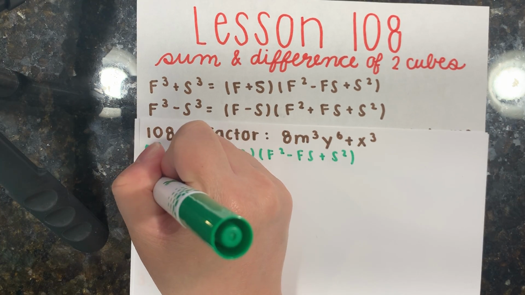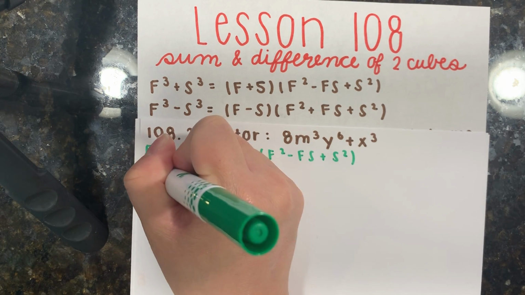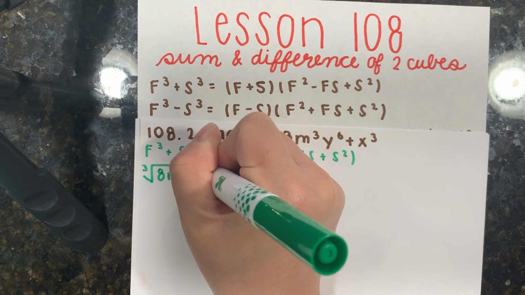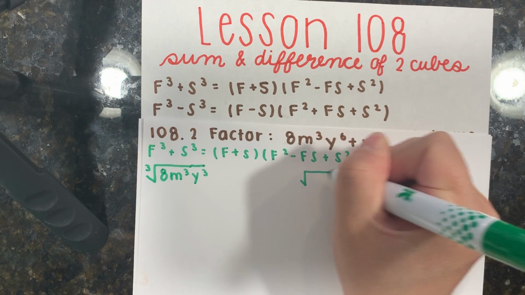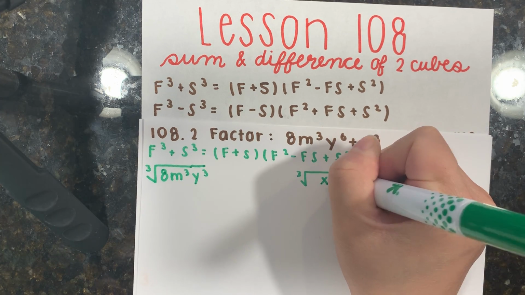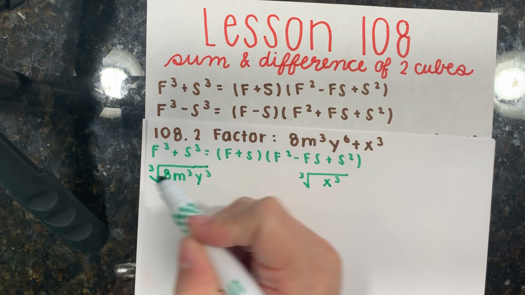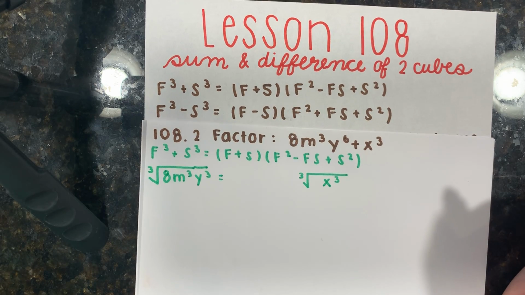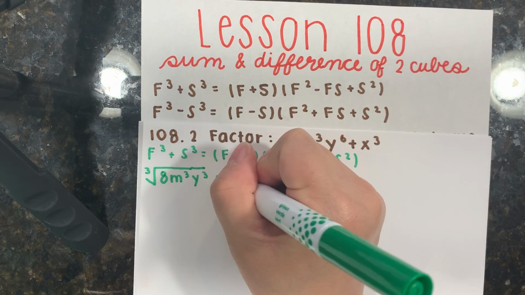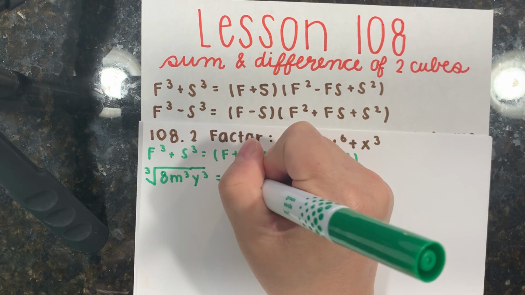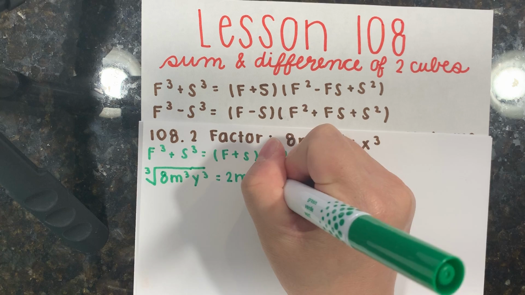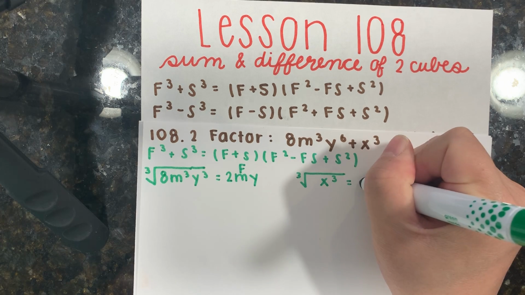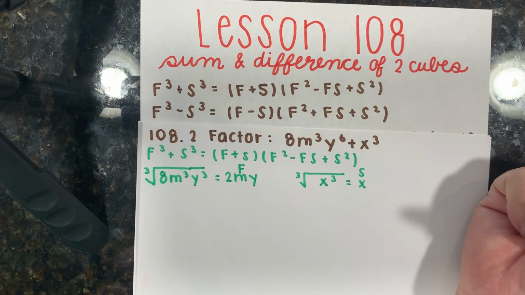So the cubed root of 8m cubed y cubed, and then the cubed root of x cubed. When it's a power, you just divide that power by 3. But when it's a number, you have to find the cubed root of 8. So what multiplied by itself 3 times is equal to 8? Well, that would be 2. 3 divided by 3 is just 1, and 3 divided by 3 is just 1. That's going to be your first term. Then 3 divided by 3 again is 1, so that would just be x. And that will be your second term.